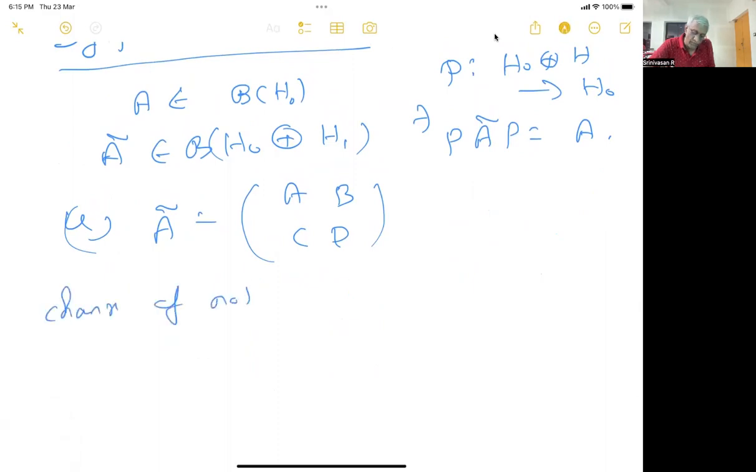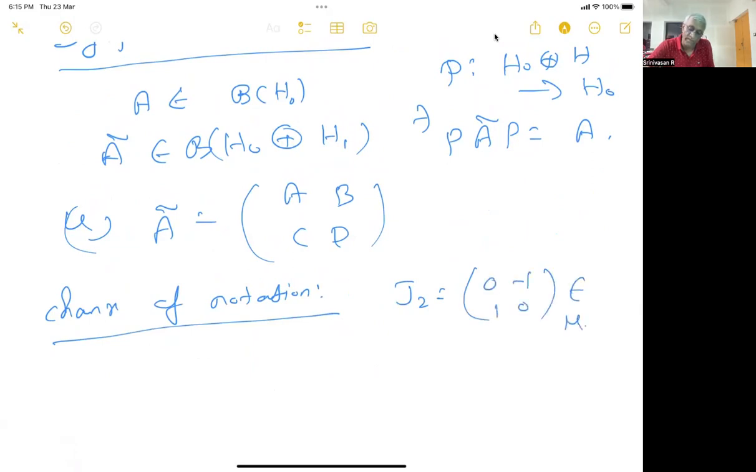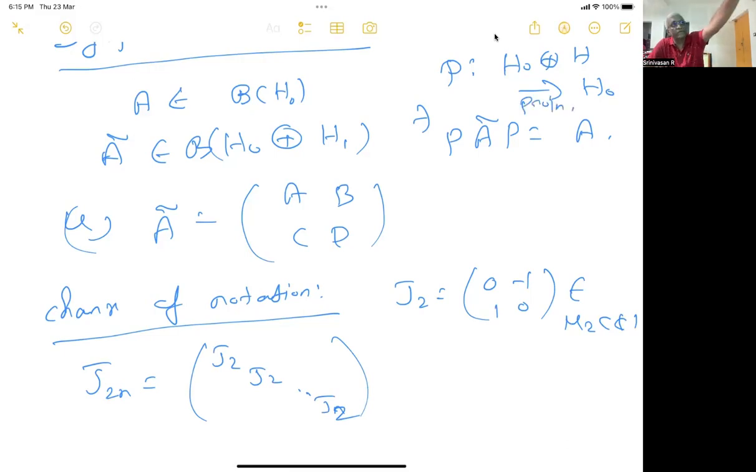This is something we are forced to do. For us, J2 is just the 2 by 2 matrix [0, -1; 1, 0], as before. Then J2n is just J2 repeated n times. P is just a projection, and that's why you get it as a corner.